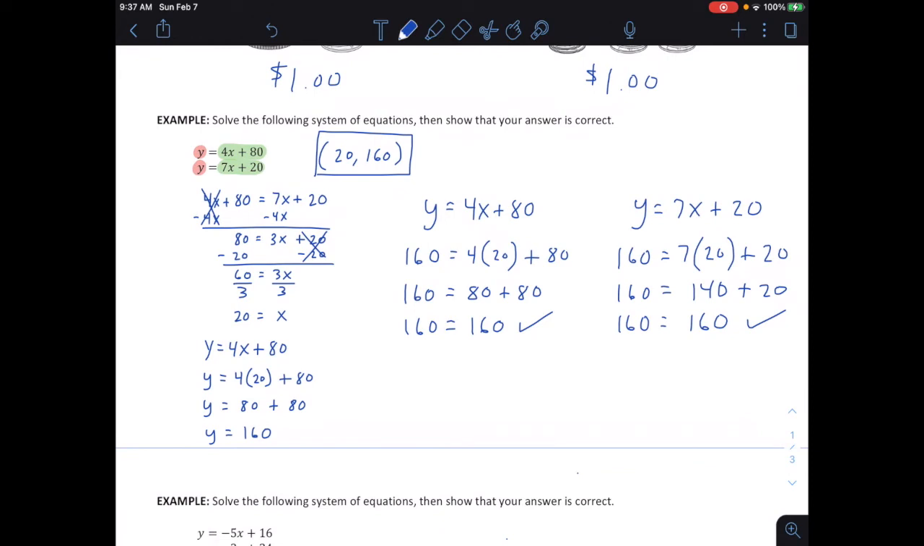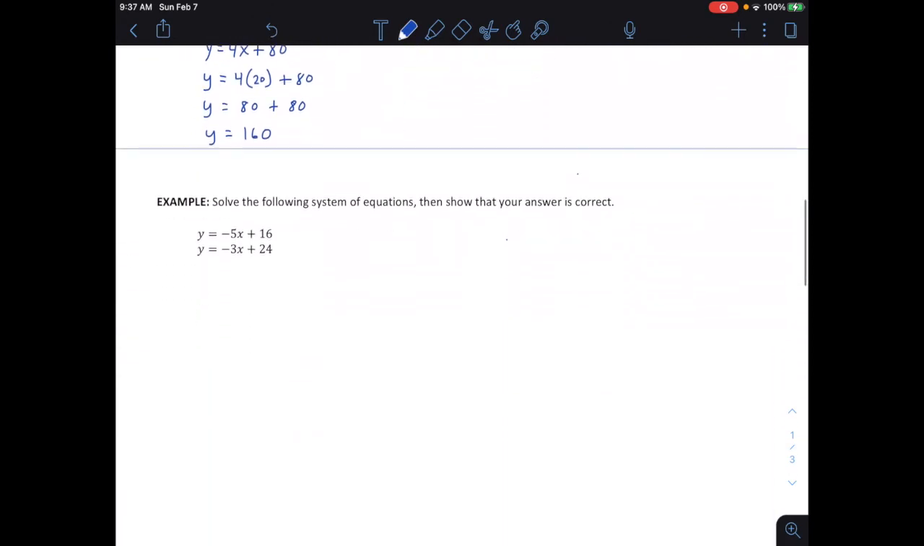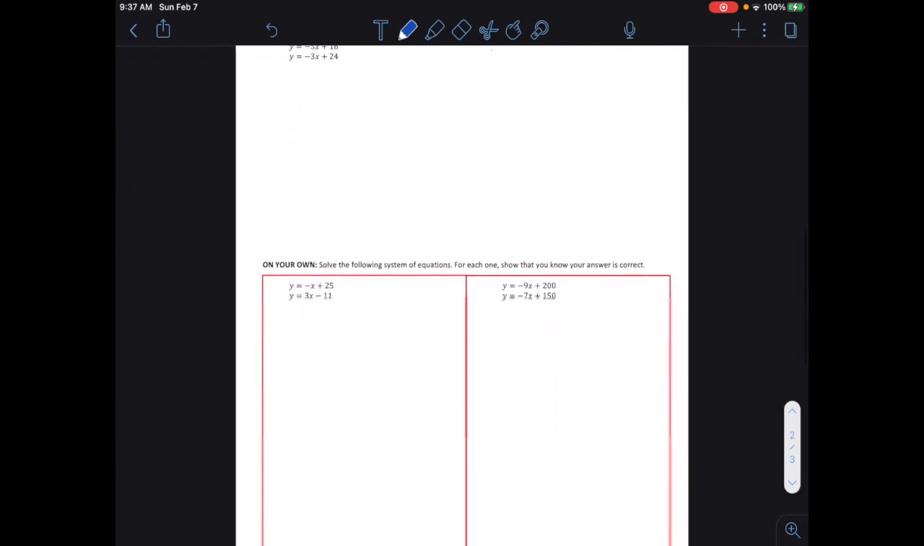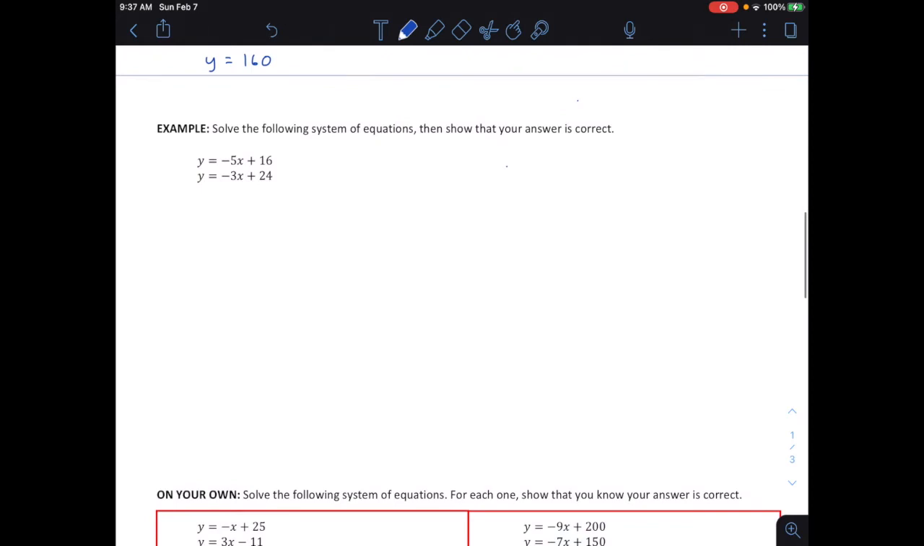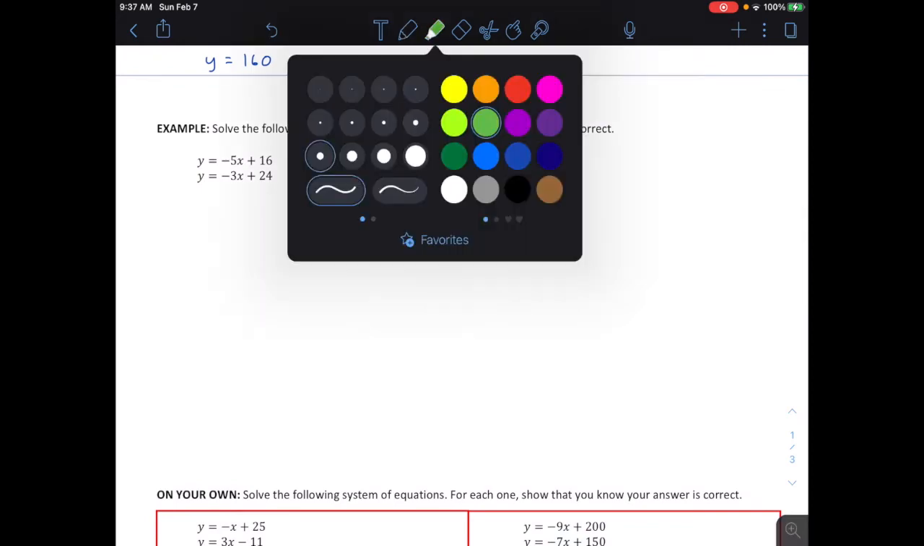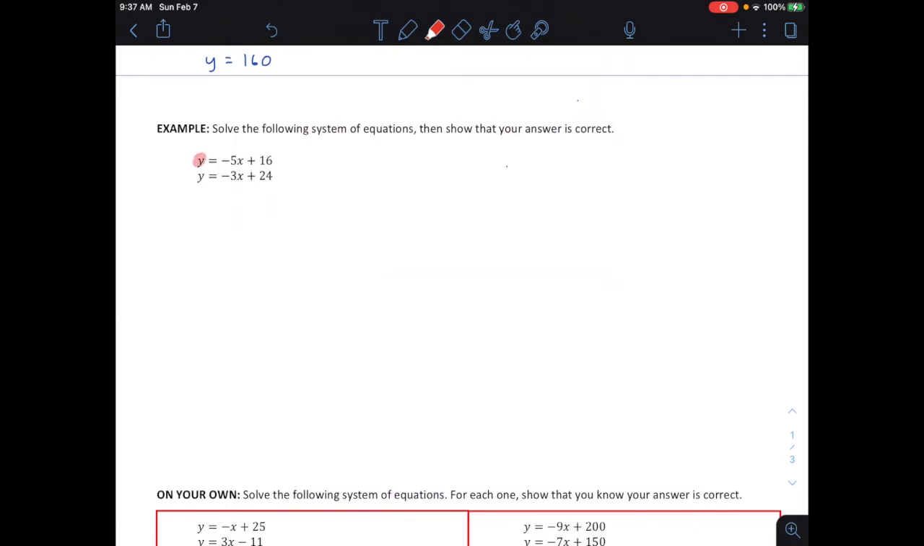All right, let's do another one. And then you guys get to do, it looks like, just 2 on your own. All right, so here we go. Remember, y and y are equal to each other. So we have y and y. It's kind of like those dollar bills, remember? And that means that the two things that they are equal to are equal to each other.